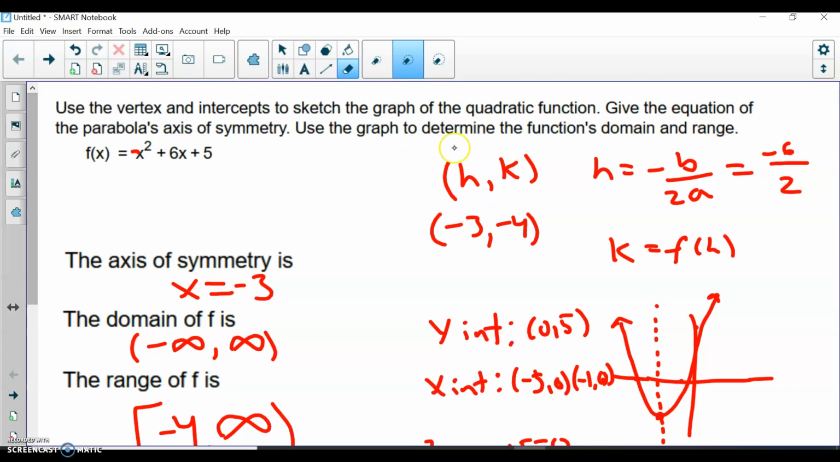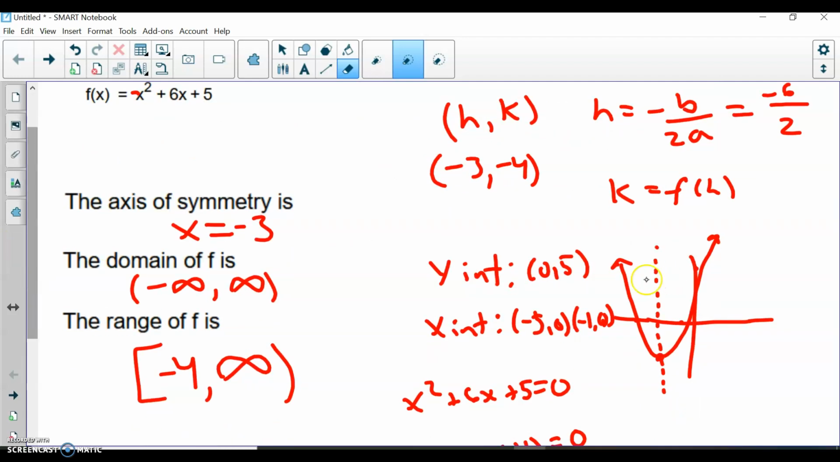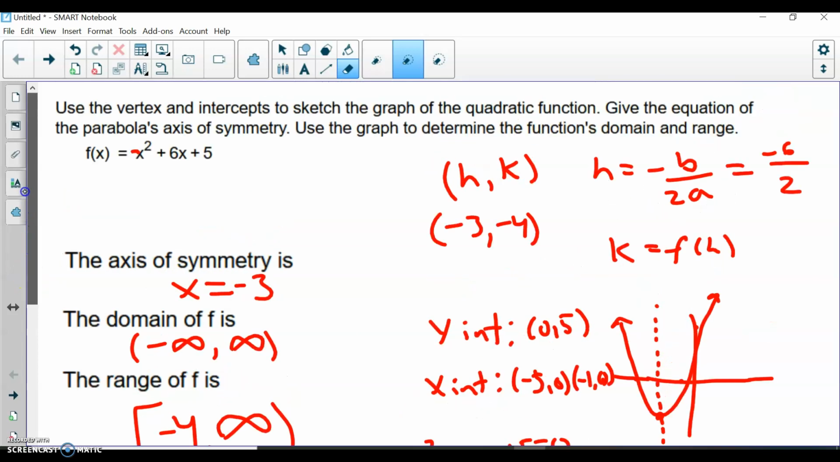It even says use the graph to determine the function's domain and range. So once you have the graph, you really can just read this horizontally and vertically. Negative infinity to infinity is the domain, it's horizontal. The range, negative 4 to infinity, that is the vertical. So that's that problem there.